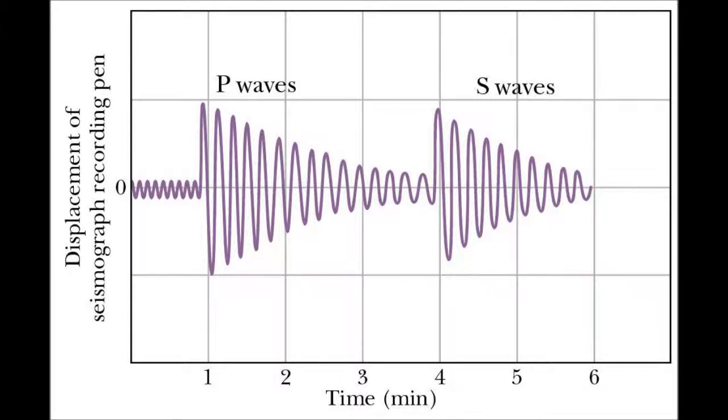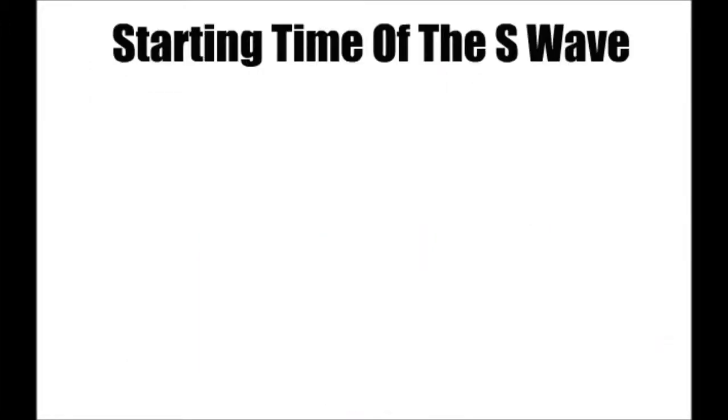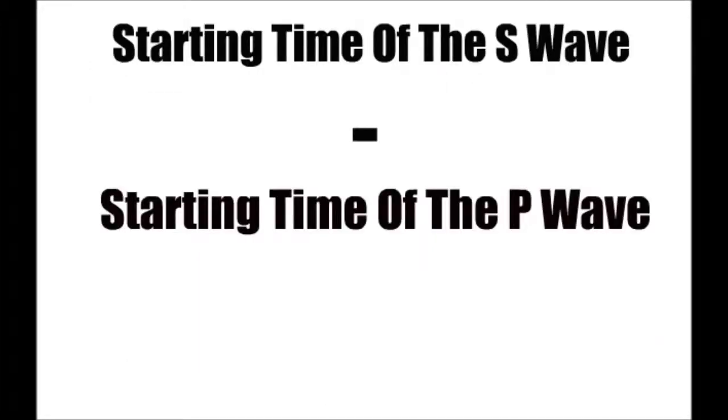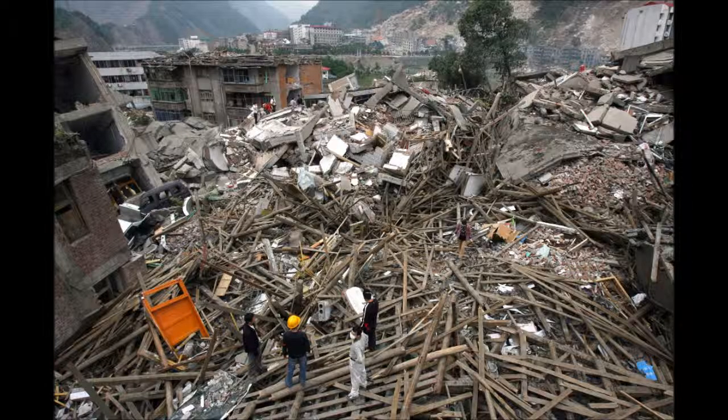How you measure the distance is by measuring the time of the waves. The first set of waves is called the P wave, and the second set is called the S wave. What you do is take the starting time of the S wave and subtract the starting time of the P wave from it. Then you have the distance of the epicenter is located from the station. What would we do without you, David?